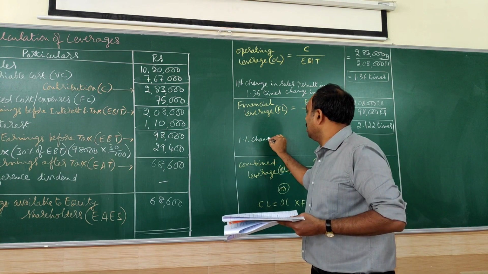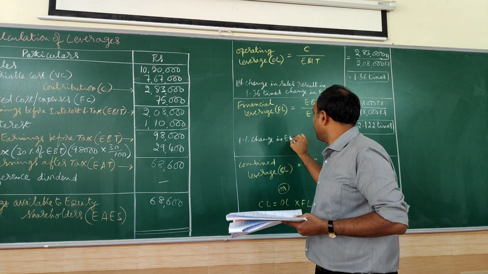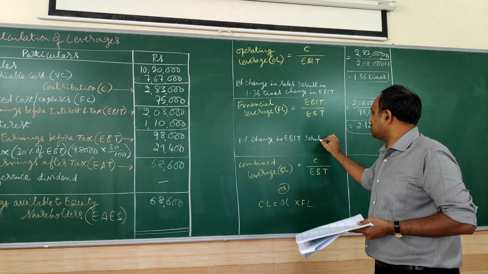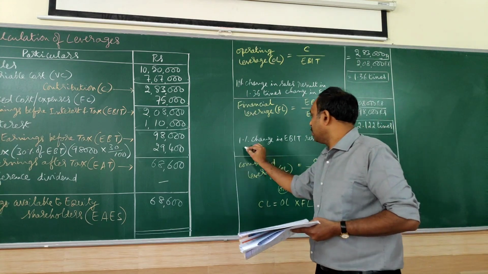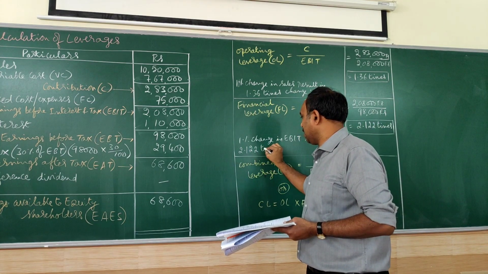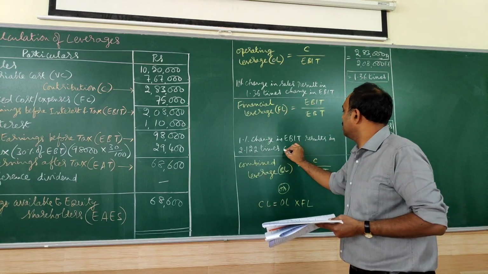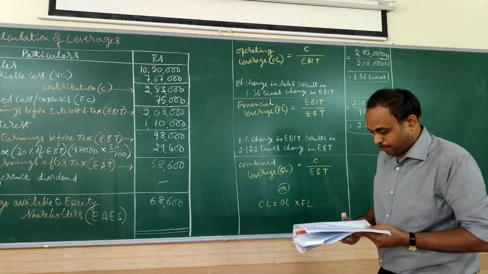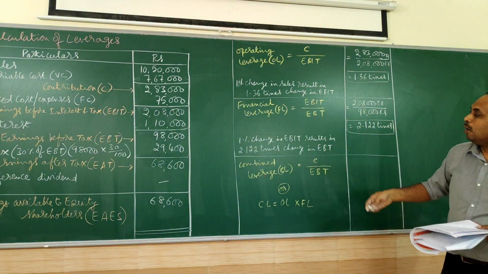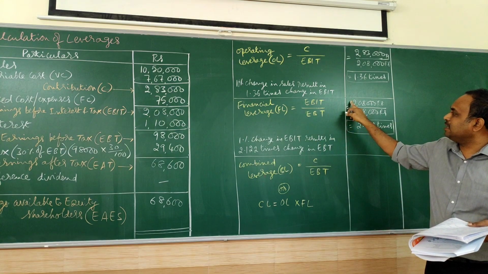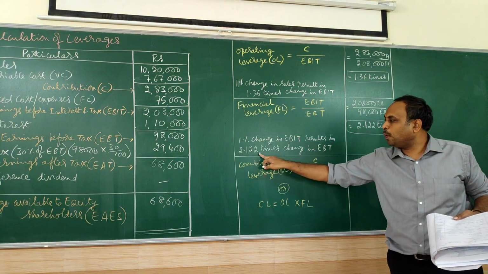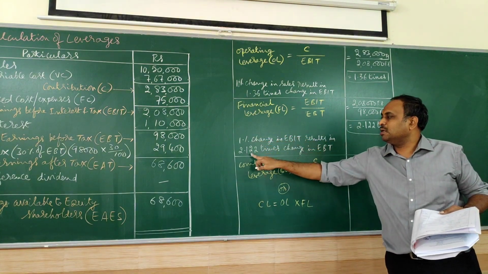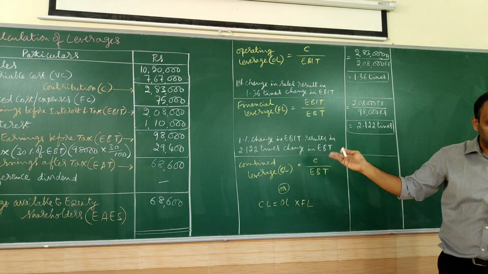A 1% change in EBIT results in 2.122 times change in EBT. So here a 1% increase in EBIT will give 2.122 times change in EBT. This is also good because here it is more than 1%. That is a good sign.